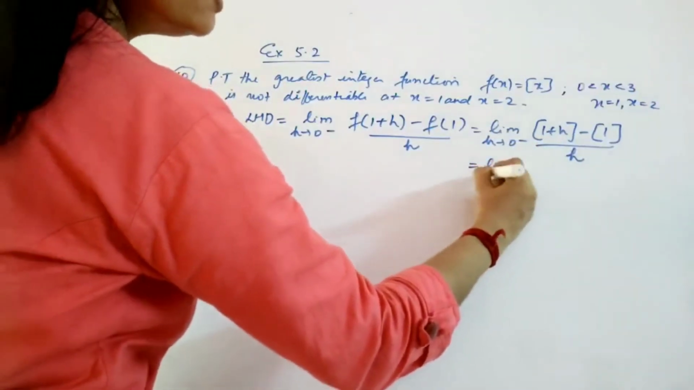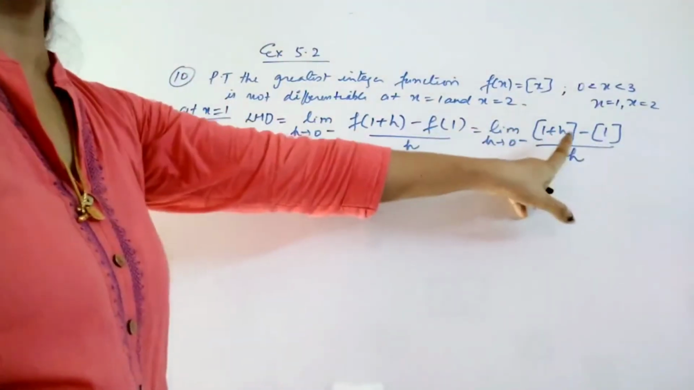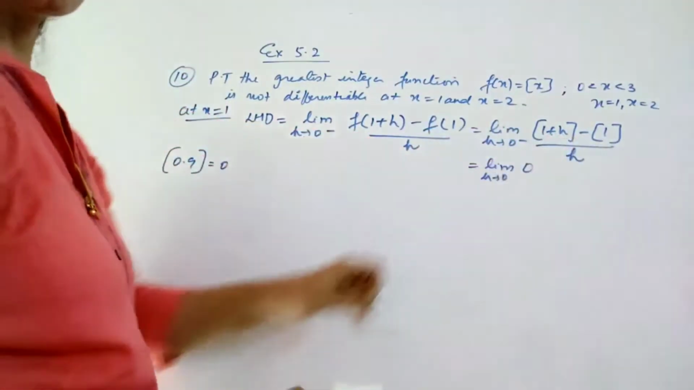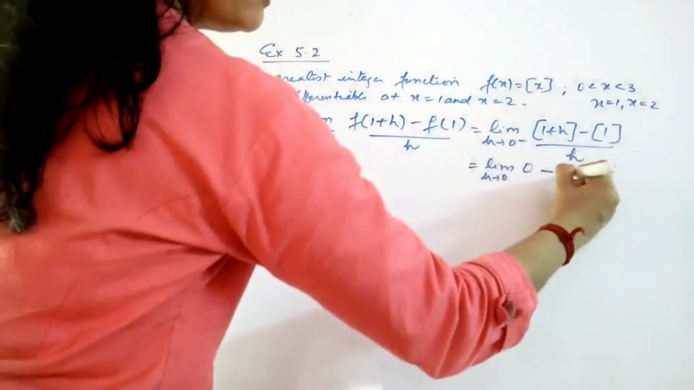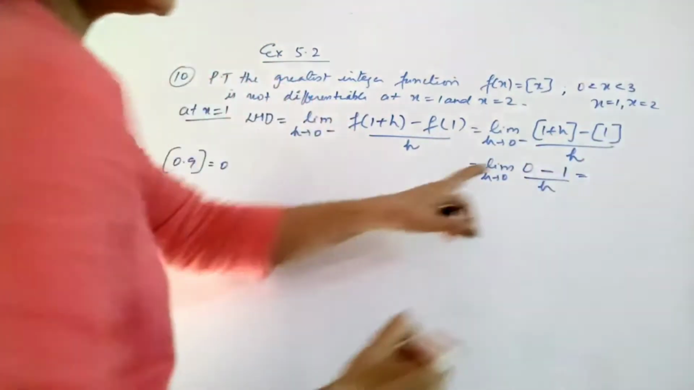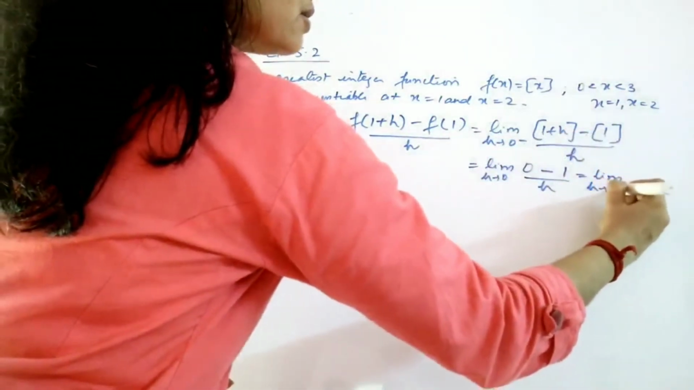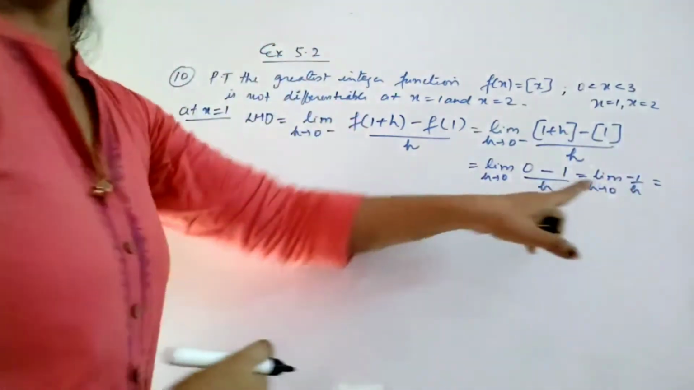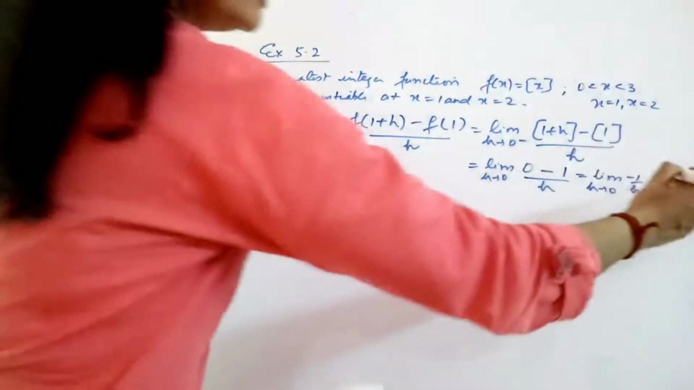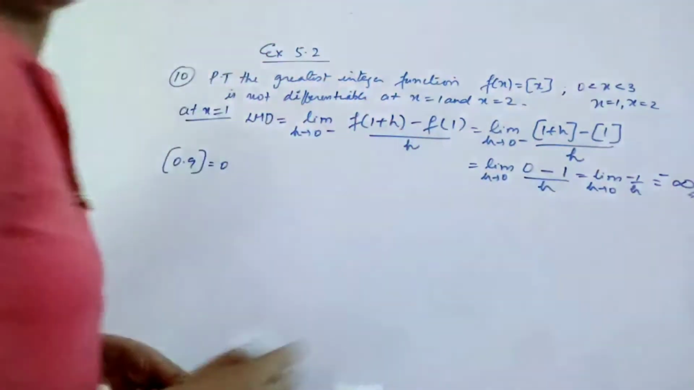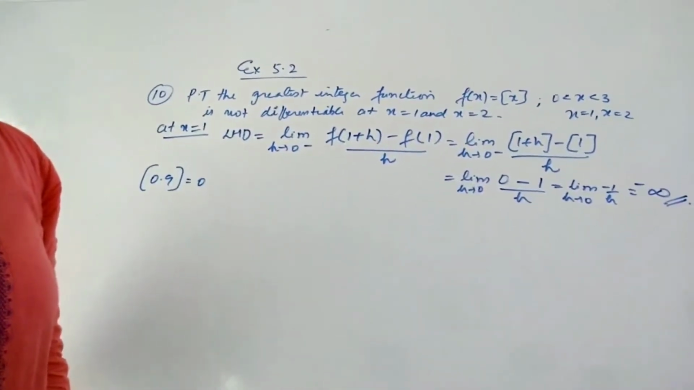Limit h tends to 0. I will write the value as 0. Why? Because it is 1 minus something, so you will get 0 point something, and greatest integer of 0 point something is 0. Minus greatest integer of 1, which is 1 itself. So here you are getting 0 minus 1, which is minus 1 by h. Limit h tends to 0 of minus 1 by h. Giving the limit to h, you will get minus 1 by 0, which is infinity, with the negative sign, so minus infinity is the answer for this, right?